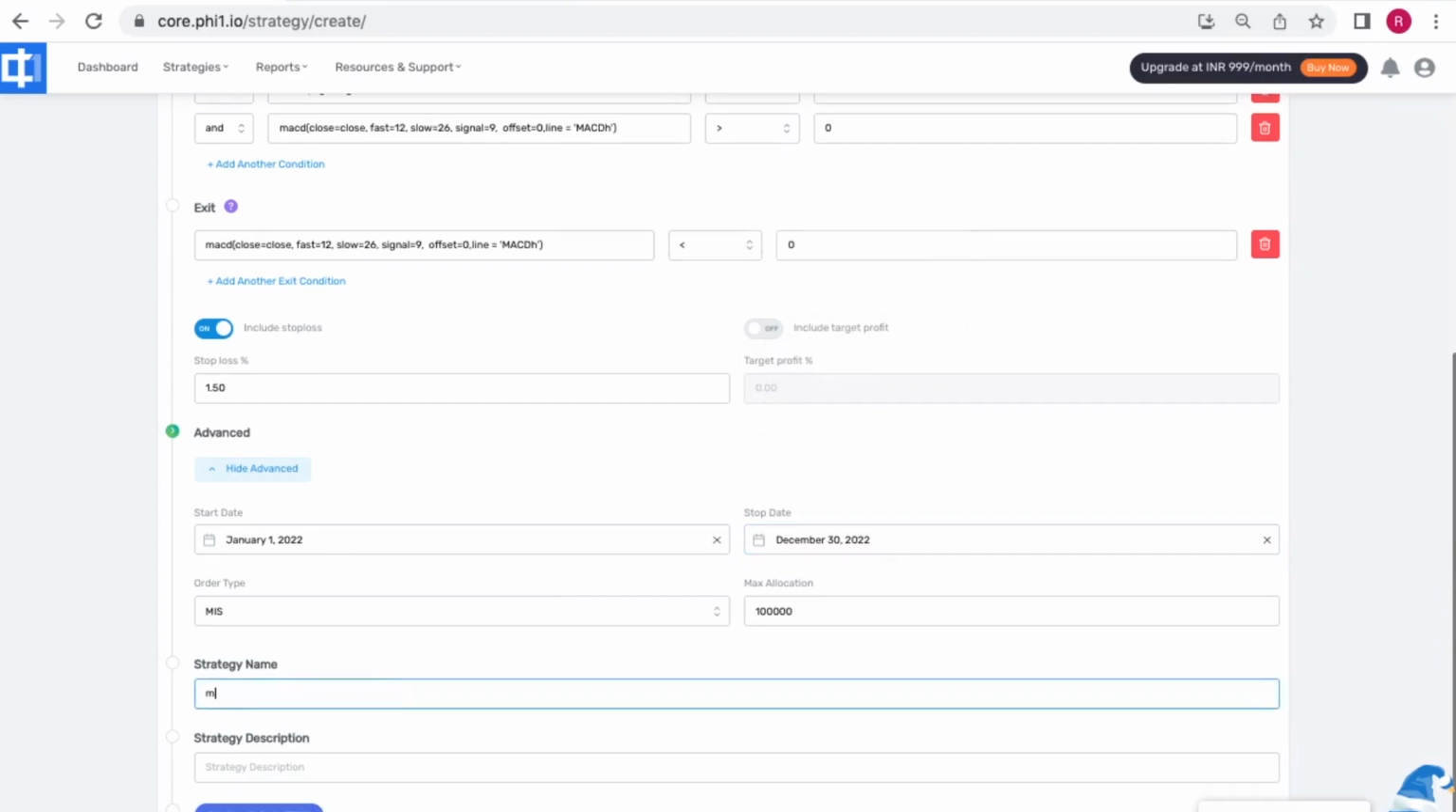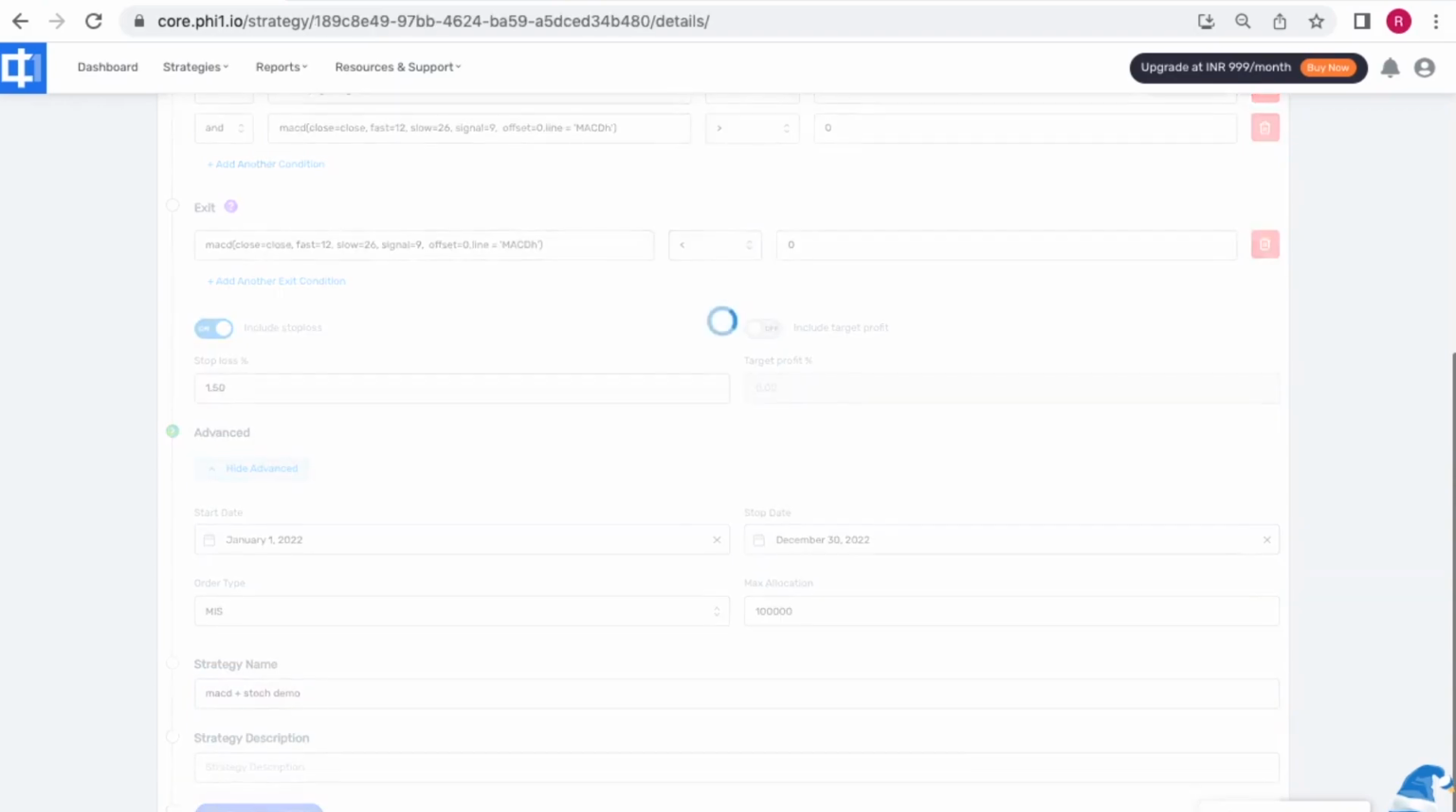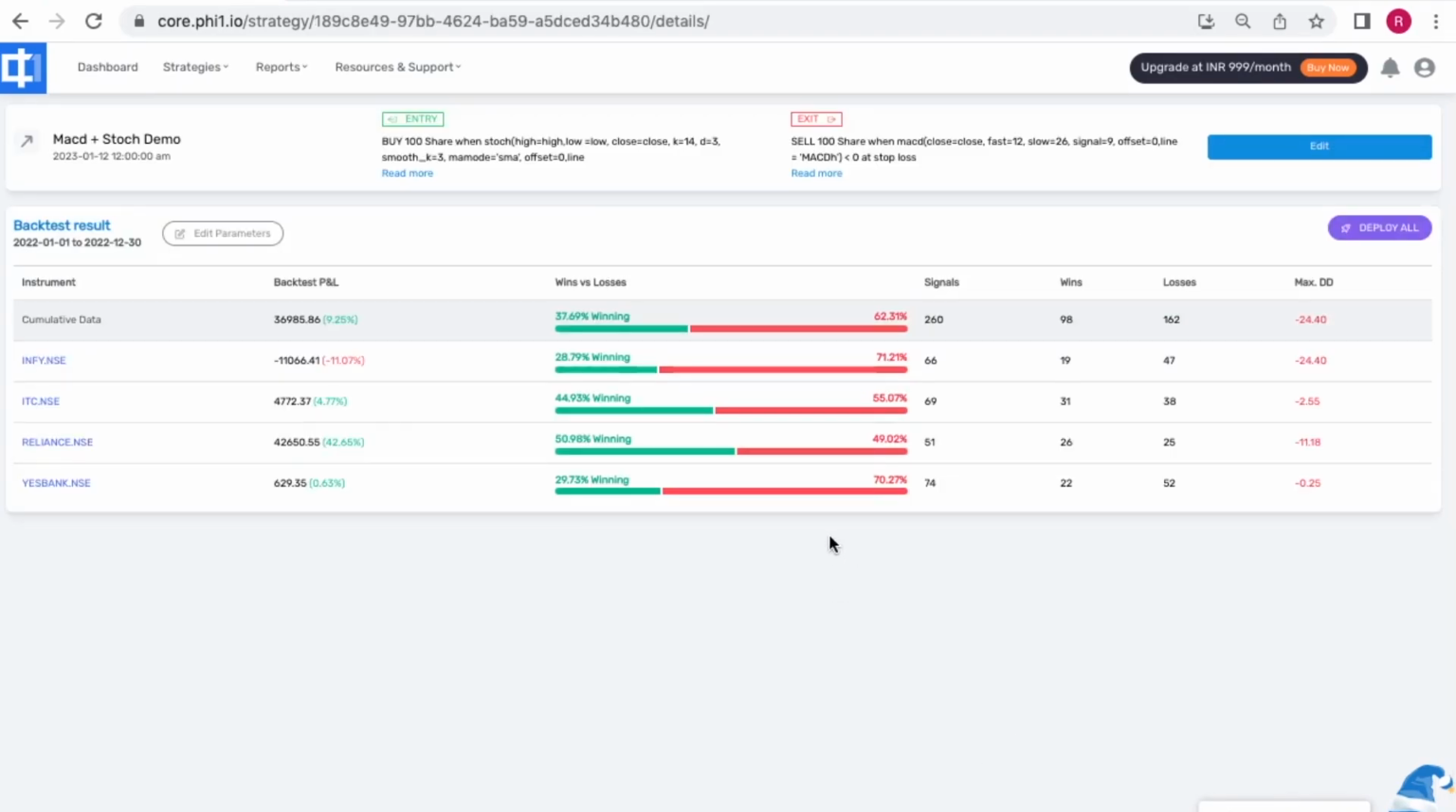And name the strategy. Click save and backtest. Got our backtest results. It looks like we have a decent win rate with ITC and Reliance and also a good PNL number. With Infosys and Yes Bank, I am not quite happy with the backtest results.